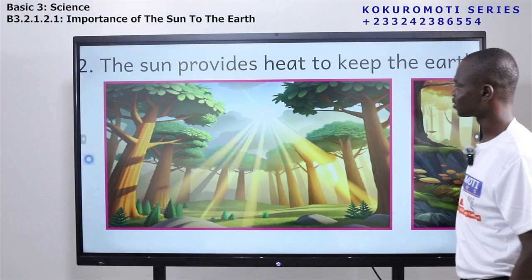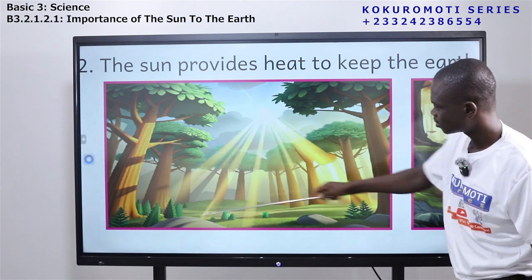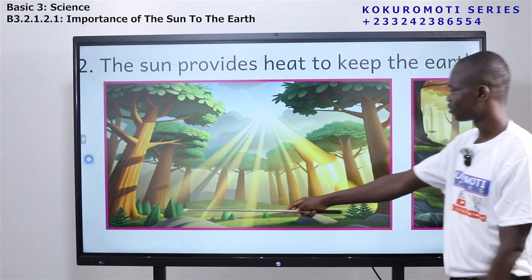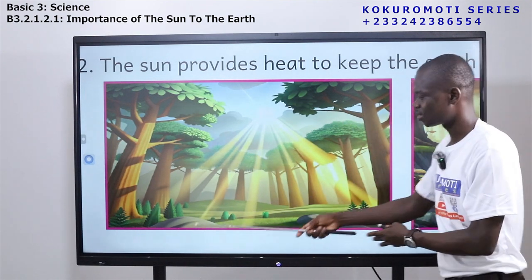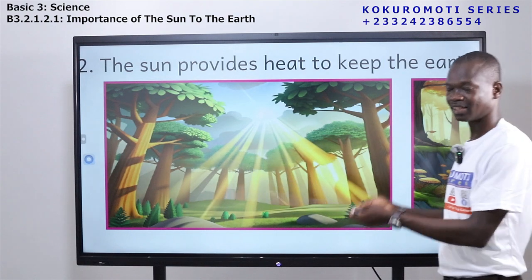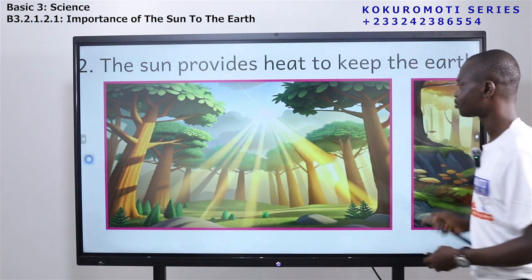So if you look at this, you see the sun, we have forests, you have the trees, you have land and other vegetations here. Because of the sun, the animals in the forest get what? Heat. Sometimes they come out of the forest to enjoy the heat from the sun. Okay.